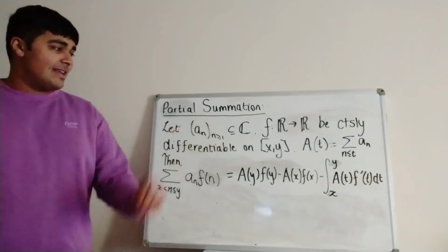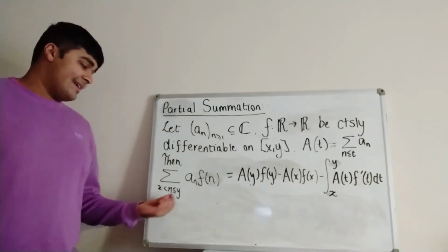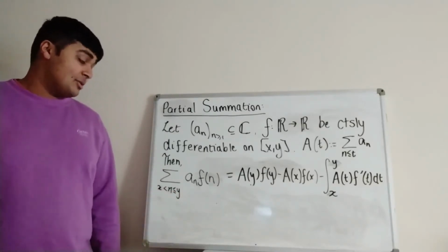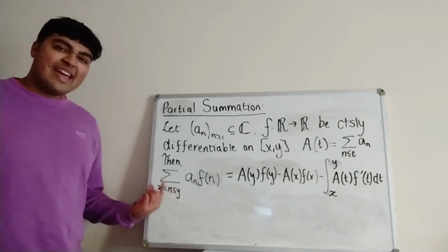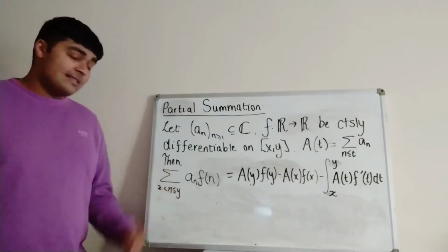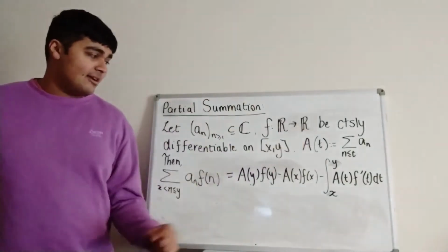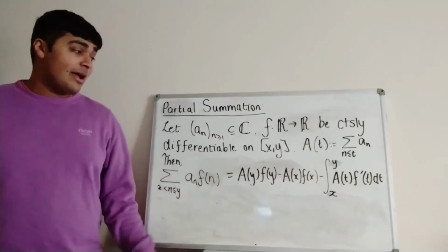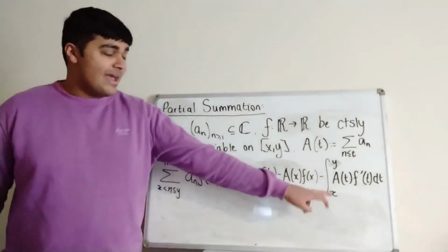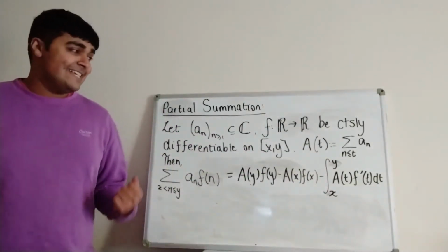Okay, and now the statement of the lemma is this thing here. We have the sum of a_n f(n) with n ranging from x to y, so we're going from strictly bigger than x up to and potentially including y. So if x and y were integers, then we'd have the sum starting from x plus 1 and finishing at y of a_n f(n) is going to be equal to this guy here: capital A of y times f of y, minus capital A of x times f of x, minus the integral from x to y of capital A of t times the derivative of f of t dt.